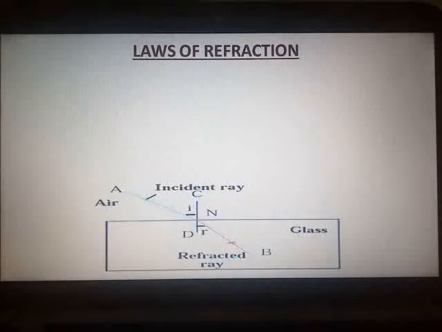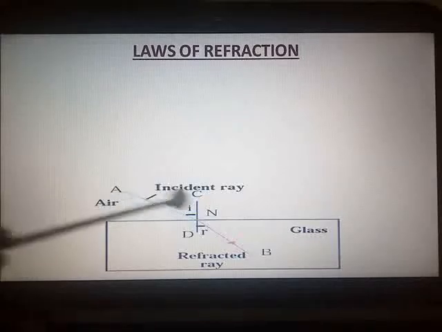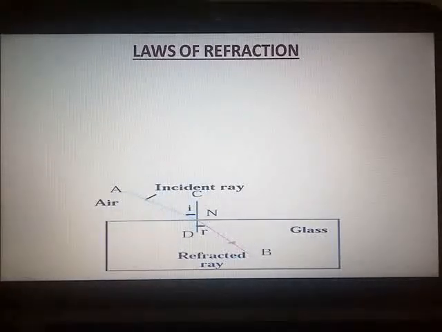The second law states, for a given pair of media. Now here the given pair of media is air and glass. Now what is the difference between medium and media? When you speak about one, suppose I speak about glass, it is a medium. When I speak about more than one medium, it becomes media. We say boy, boys, girl, girls. So medium, more than one, the plural form is media.